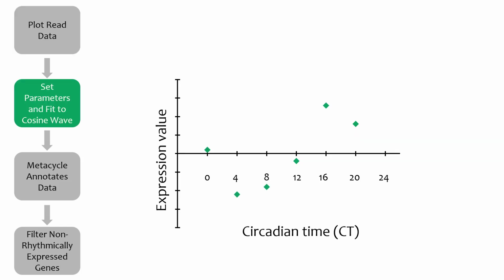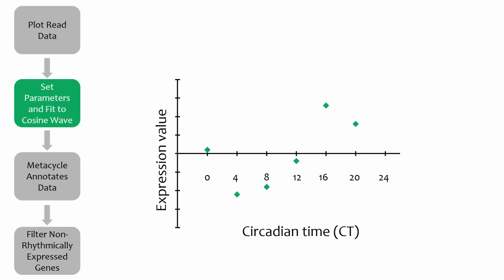MetaCycle tests whether individual genes are rhythmically expressed by fitting the gene expression data, plotted as expression value for each gene at each time point of sampling, to a cosine curve that represents an idealized cycle. In order for the program to do this, it is necessary to set parameters for the period lengths expected to be observed if the data oscillate.